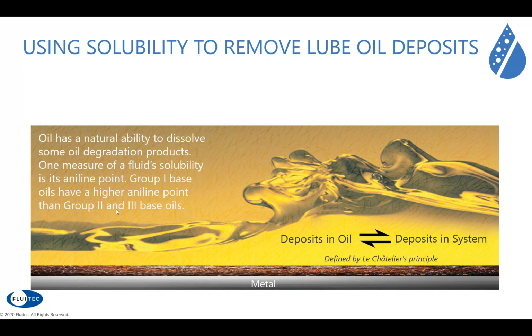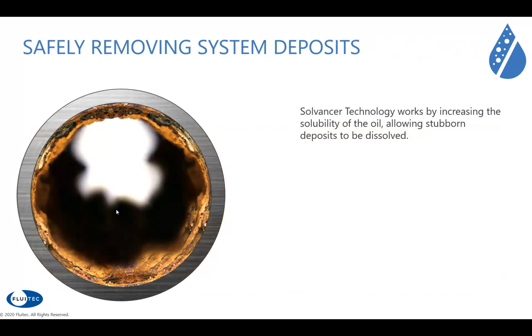The group 2 and group 3 oils have a lower solubility. That means that when you have a lower solubility, you will have a balance between deposits into your oil and into the system. This is what's called the Le Chatelier principle. Therefore, we have launched and we bring this solvency technology, so that it can increase the solubility and help to bring back the layers of varnish that you have formed layer by layer.